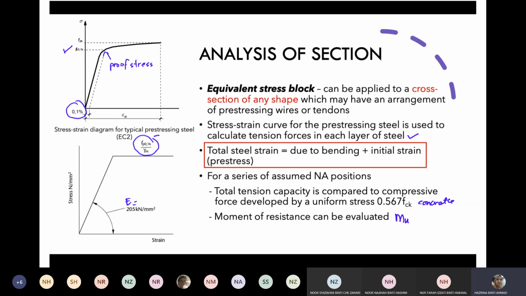Similar to the conventional reinforcement, we also have to consider the partial factor of safety for steel, or partial factor of safety for material. For both conventional reinforcement and pre-stressing steel, the value of this gamma m is equal to 1.15. So it is similar to the conventional reinforcements as well.